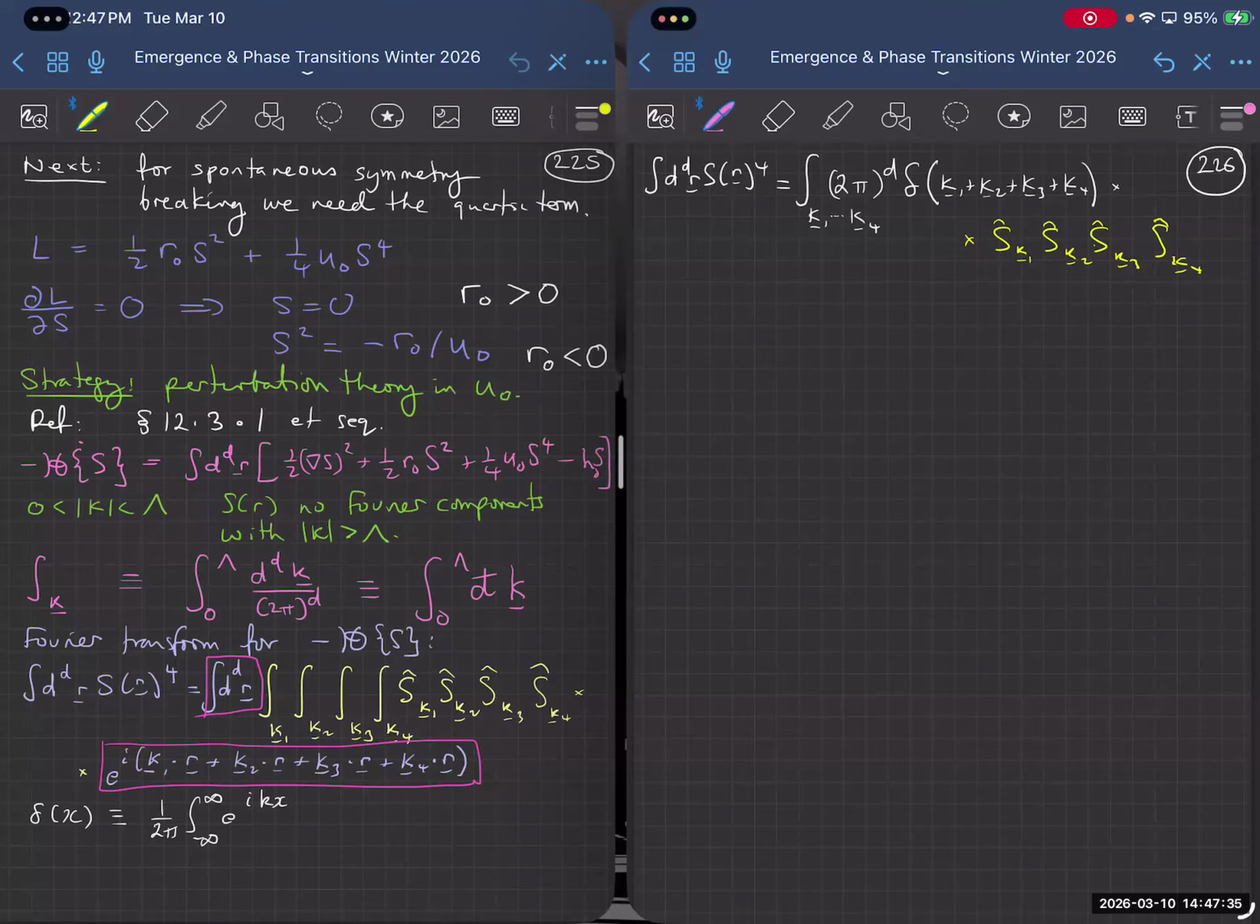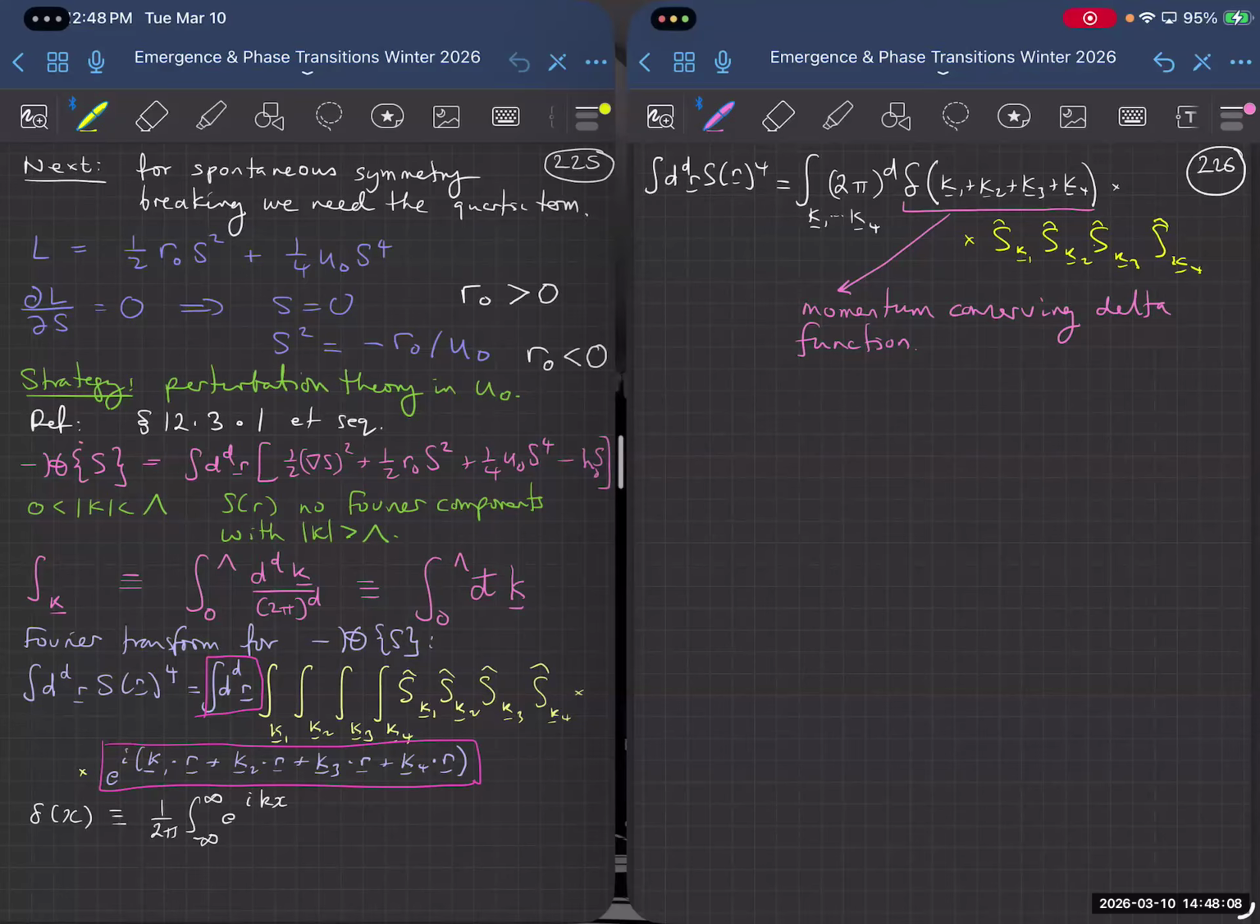So this thing here is a momentum conserving delta function. And the fact that the k's are all related like that is one of the reasons why this term is not going to be diagonal. And that means that when we do the integrations, we are going to have a bunch of problems.